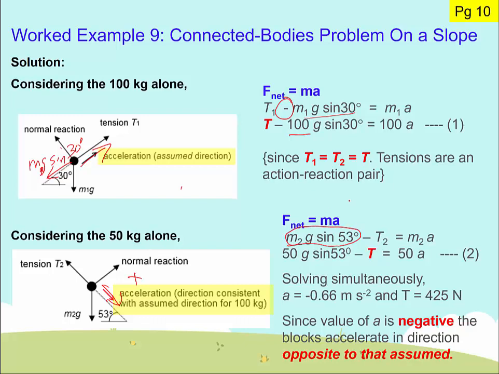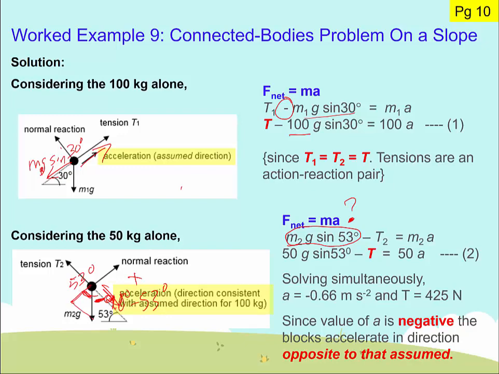m2g sine 53. Okay, how do we get this? Can you go and derive? Pause the video and derive. Okay, now I will show you how it is derived. So remember, this is 53 degrees. Why is this 53? Because this is 90 minus 53. And this is 90 minus this 90 minus 53, so it must be 53.